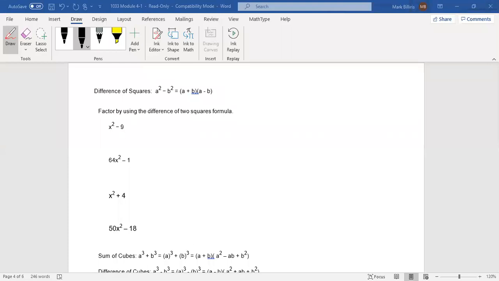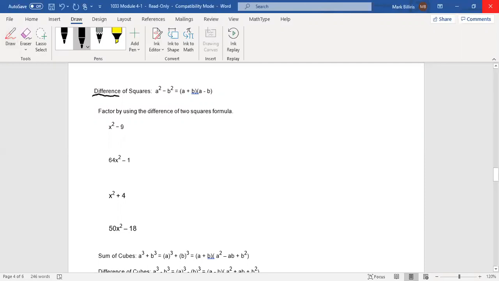So let's discuss the next concept of factoring, which is using patterns. We're going to talk about the difference of squares, the sum and difference of cubes. And so let's look at the difference of squares first. So it's important to keep in mind the word difference.